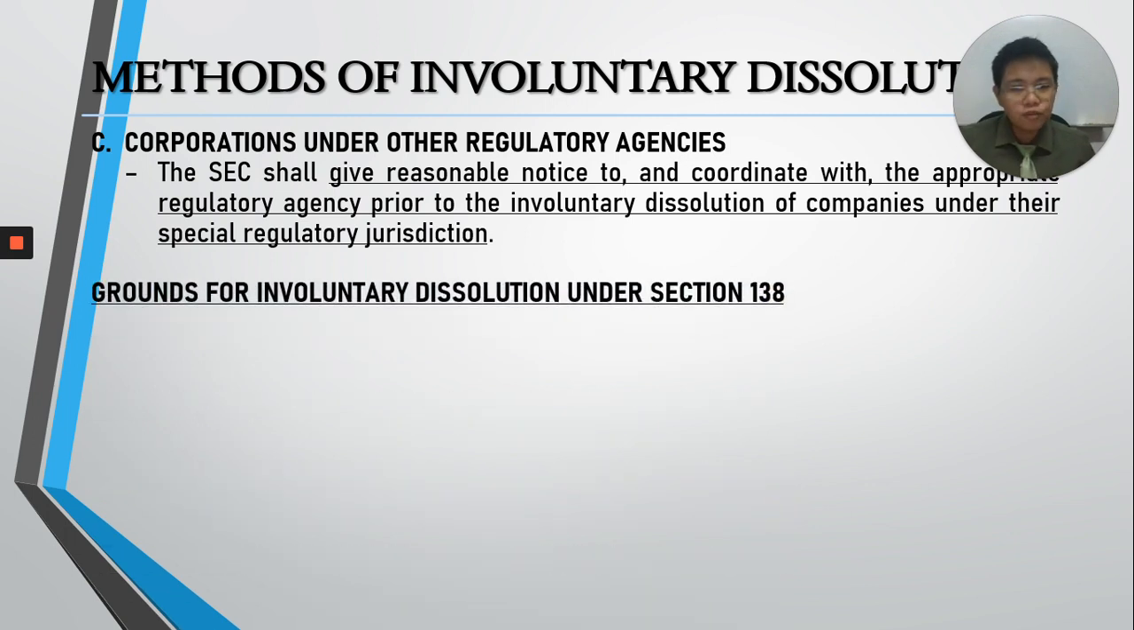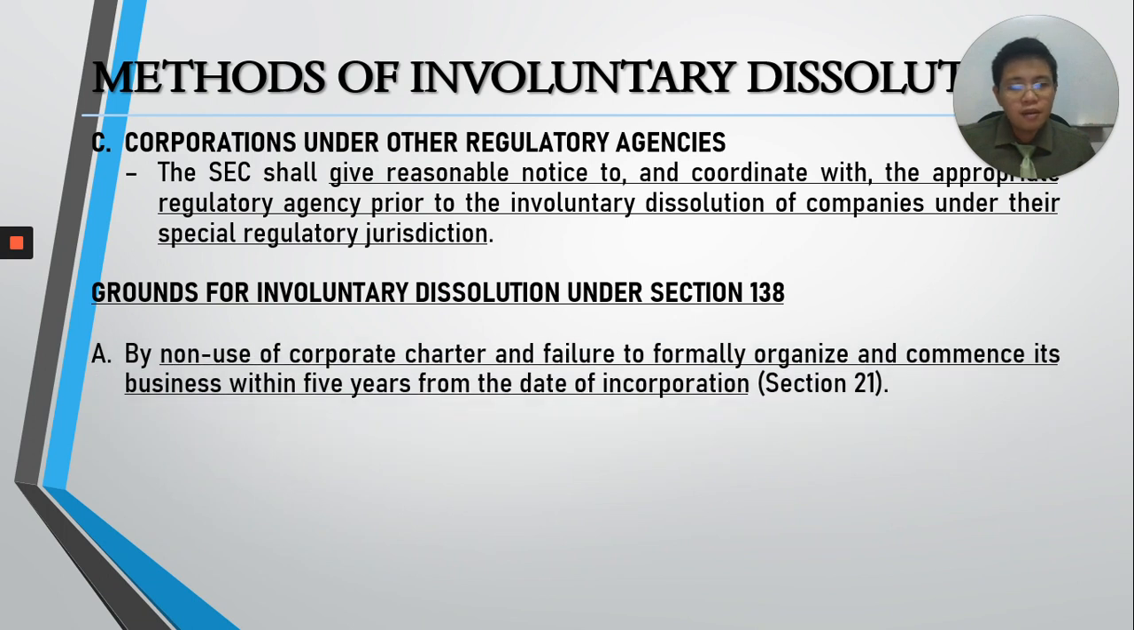So anyway, grounds for involuntary dissolution under this provision: non-use of the corporate charter and failure to formally organize and commence its business within 5 years from the date of incorporation. So, paano ba nag-formally organize ang isang corporation? By construction of works, election of yung kanilang mga officers, etc. Kailangan nilang magawa yan within 5 years from the issuance of the certificate of incorporation.